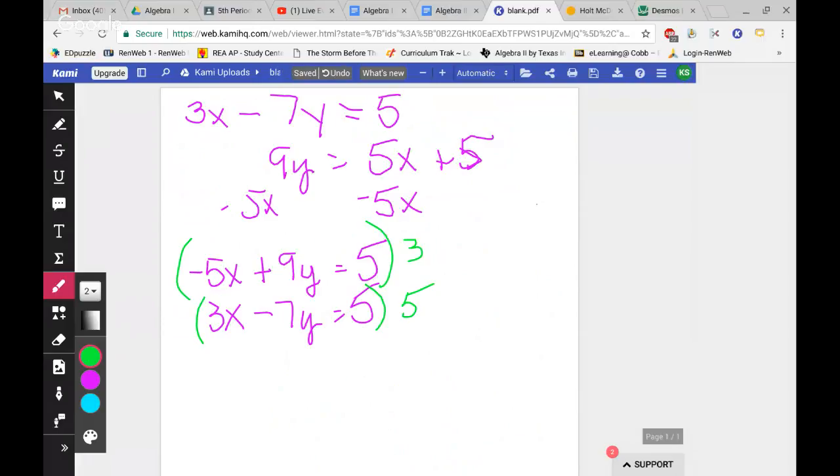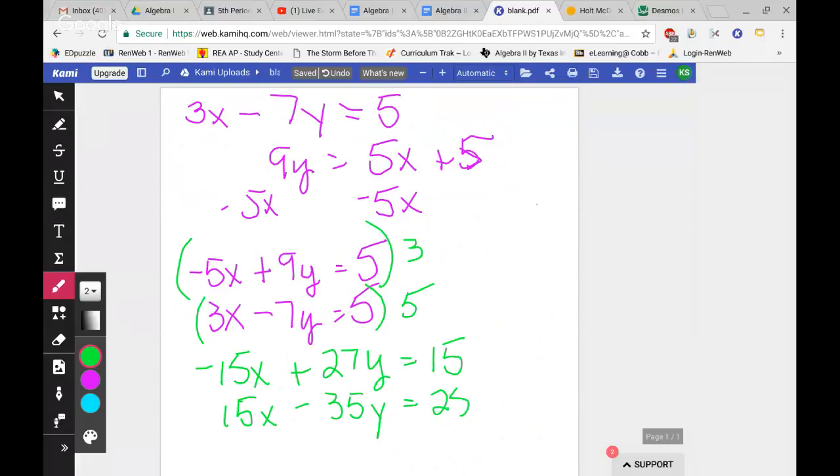Okay, so now I'm going to take 3 times negative 5x, which gives me a negative 15x, plus 3 times 9y is 27y, equals 3 times 5, which is 15. And then 5 times 3x is a positive 15x. And 5 times a negative 7y is negative 35y. And 5 times 5 is 25.